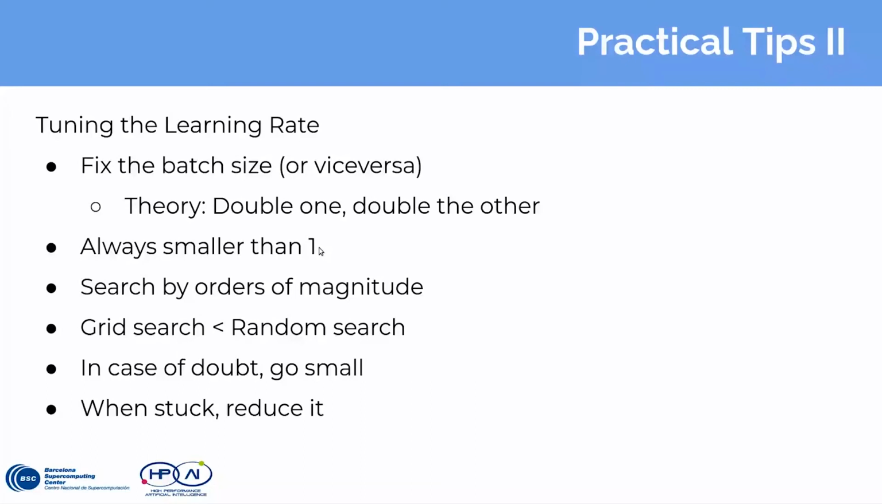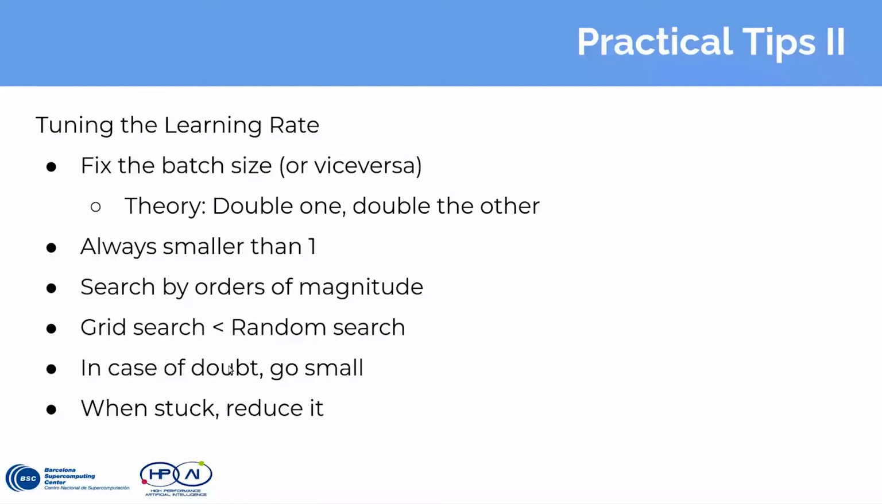You want the learning rate always to be smaller than one, because otherwise it's too big of a step. We usually search it by orders of magnitude. So we test 0.1, 0.01, 0.001, 0.0001, and so on. You can also do random search instead of grid search. Grid search is just trying them all, and random search is just trying random values. It has been shown that random search is usually less biased in that regard.